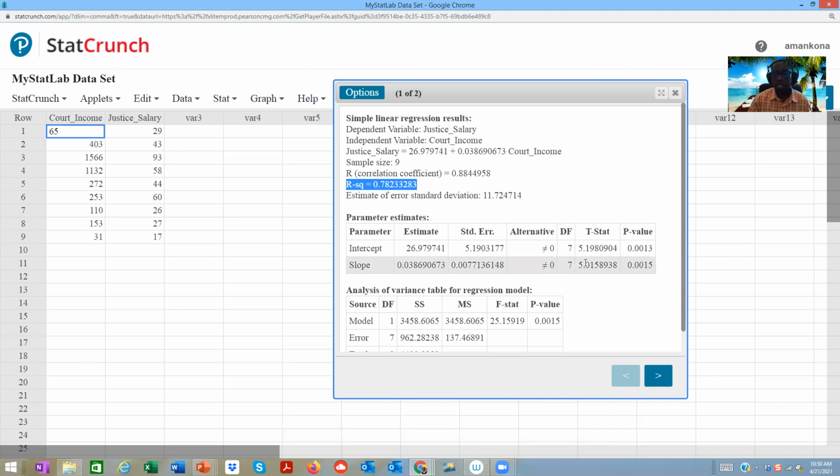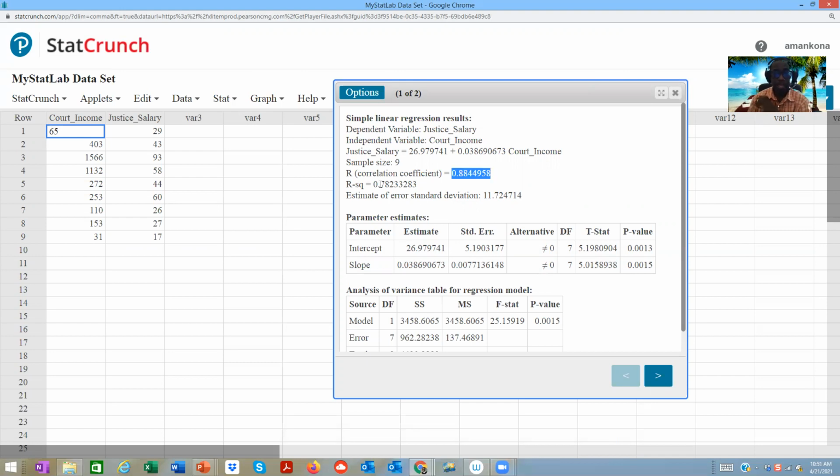For the test statistic, we use that of the slope, which is 5.0158, and then the p-value is this one. I can see the p-value is small, smaller than alpha, even if alpha is 1%. So we reject the null hypothesis and conclude that there is a correlation between them. Of course, look at the correlation coefficient, which is 88.4%.